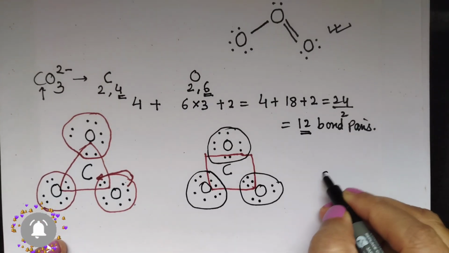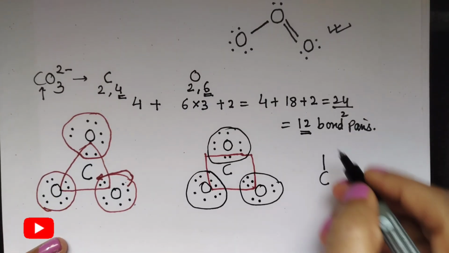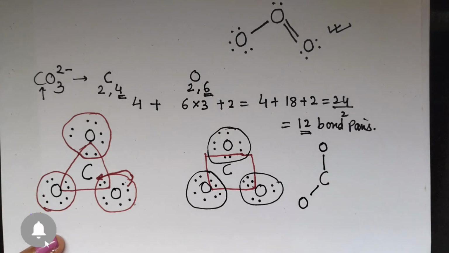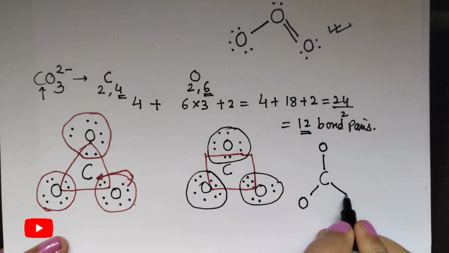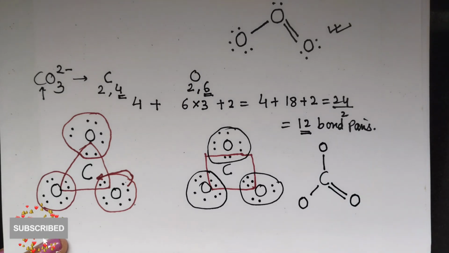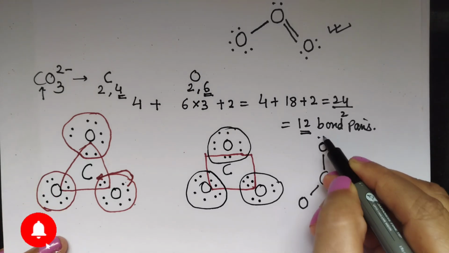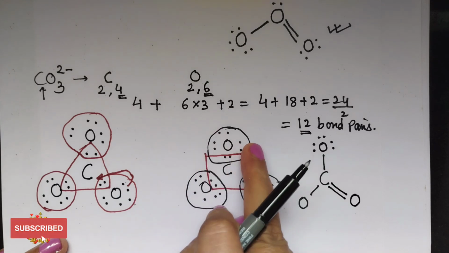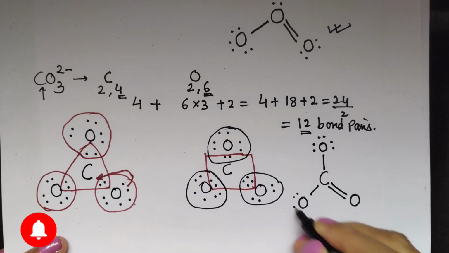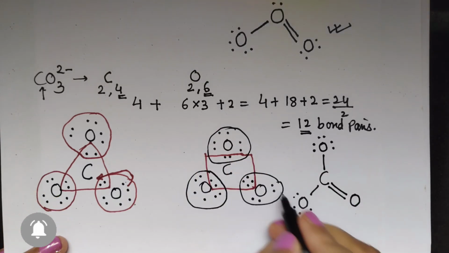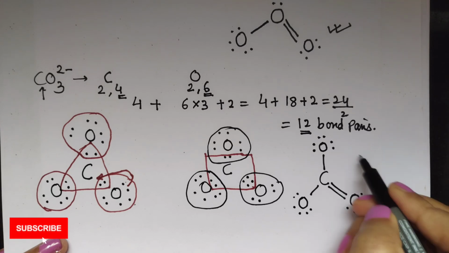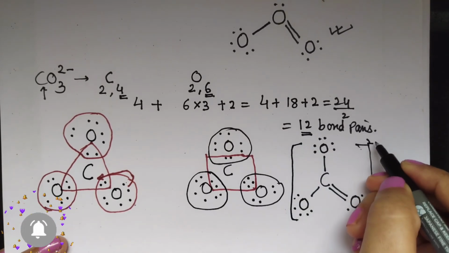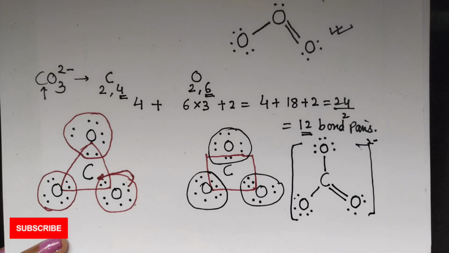The structure will be carbon. To this end it is bonded to a single bonded oxygen. To this end also it is a single bonded oxygen, but on one side it is a double bonded oxygen. Now let's put the lone pairs. There are 3 lone pairs, 1, 2 and 3. Same on this oxygen, and here you will have only 2 lone pairs. Now this is the structure with a 2 negative charge. So this is the structure for carbonate.